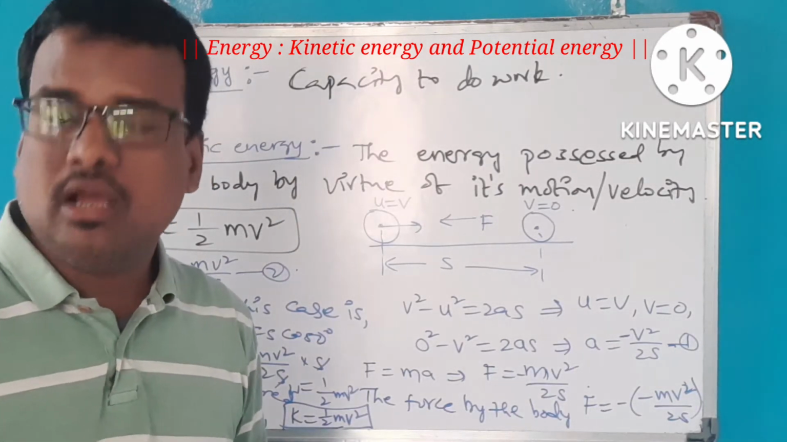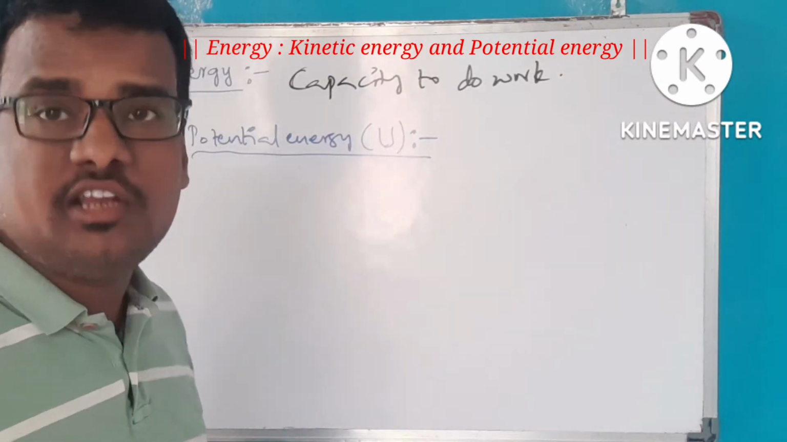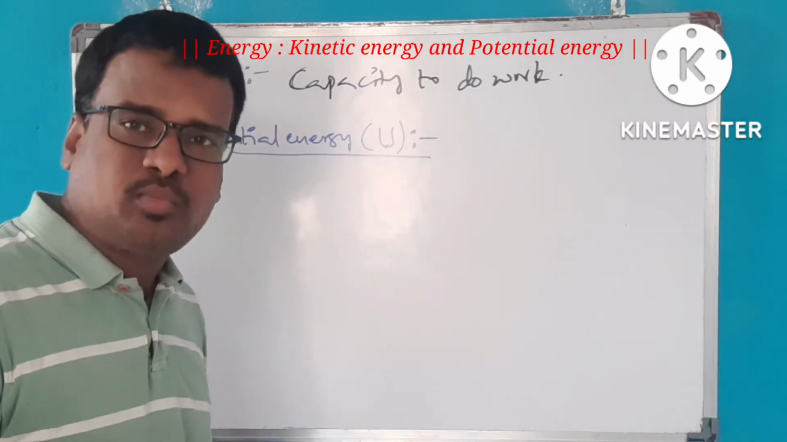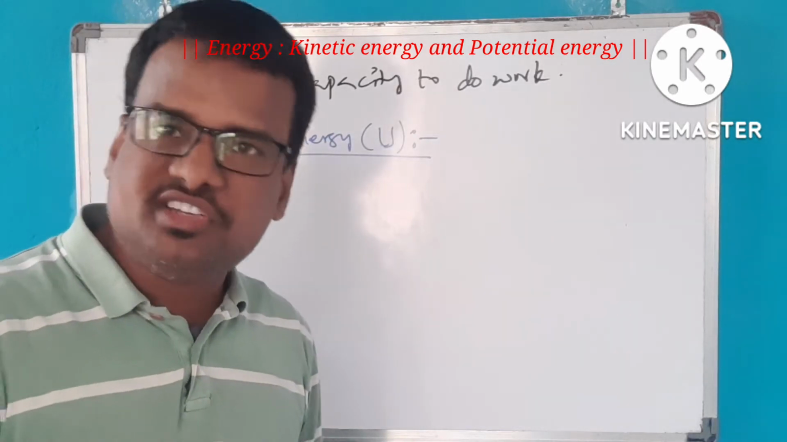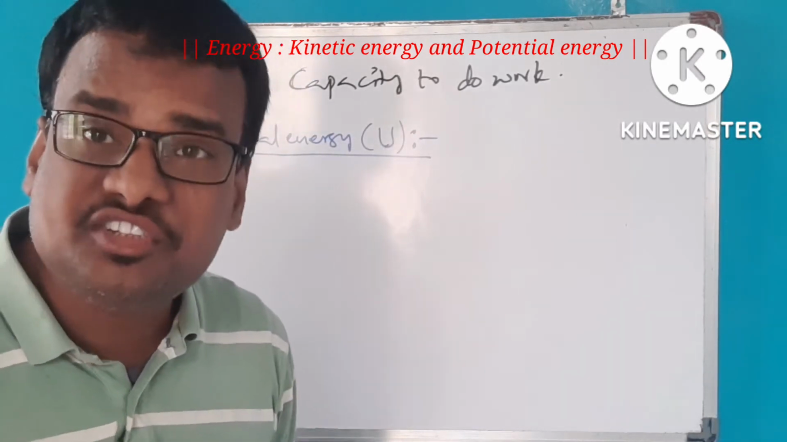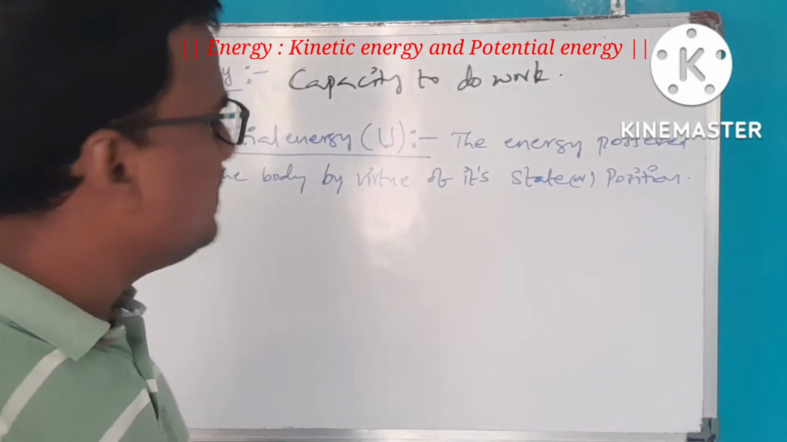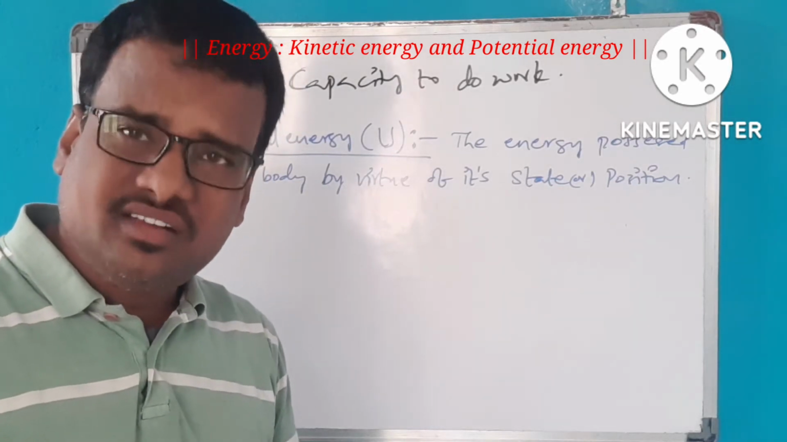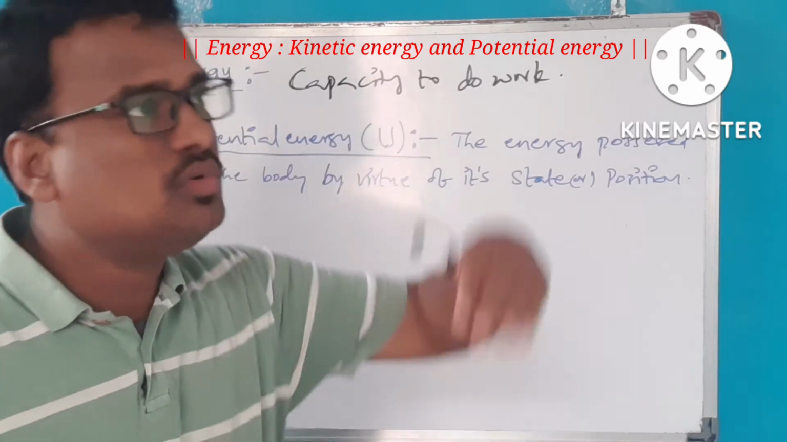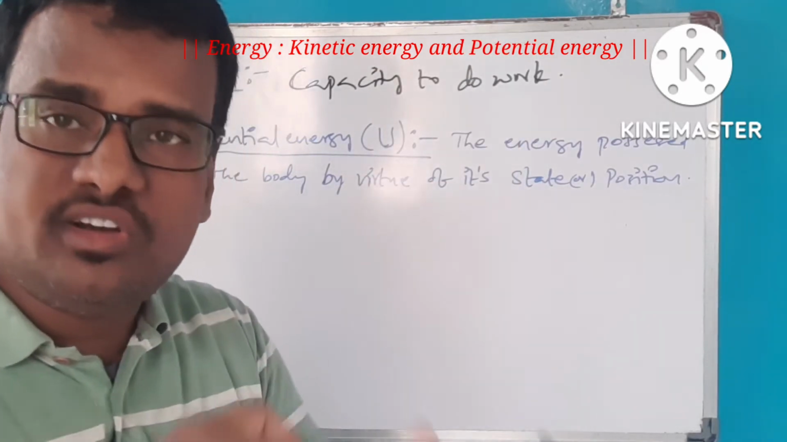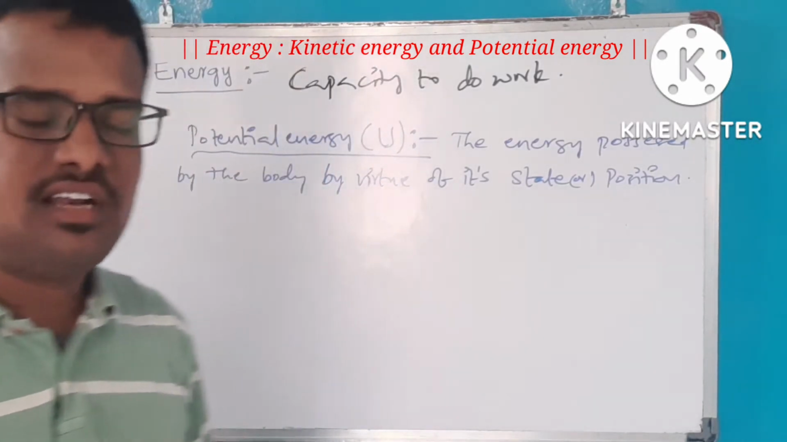Now we will discuss potential energy. Generally potential energy is denoted by the letter U. So what is potential energy? The energy possessed by a body by virtue of its position, state or arrangement is called the potential energy of that body. So if any body gains some energy due to its state, its position, or its arrangement, then that energy is called the potential energy of the body.